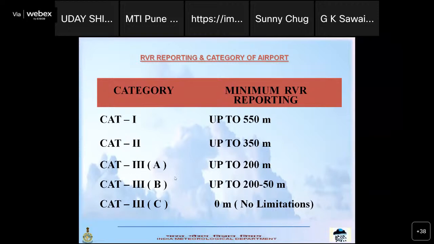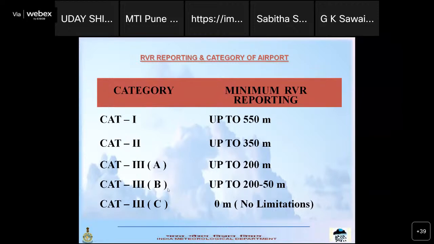At a category 3A airport, up to 200 meter he can land. At category 3B airports, up to 200-250 meter he can land, with all instruments supporting him while landing. Category 3C is 0 meter, meaning no limitations for the pilot, but as the safety of passengers is concerned, if all decisions are given to the pilot, he could land in any bad weather. This is not happening in India because passengers' lives are concerned. So category 3C airport is not in India, only category 3B is there.